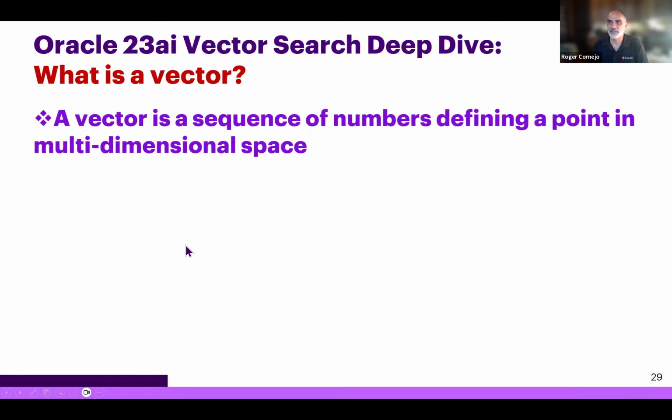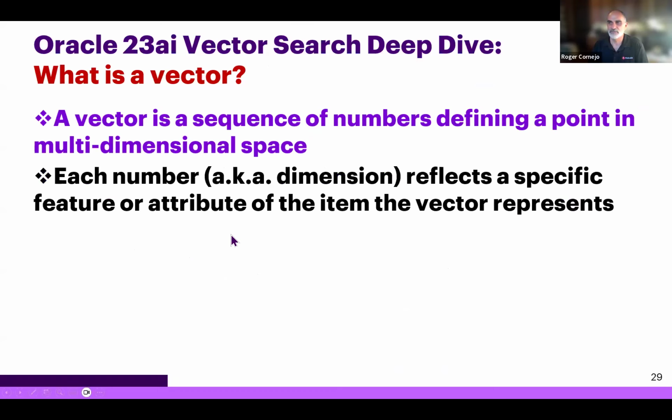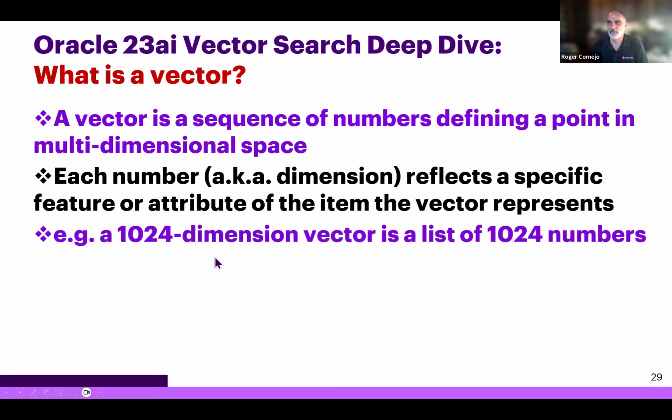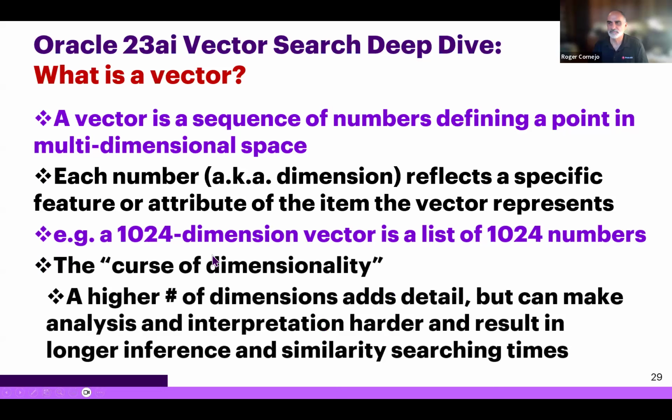So what is a vector? We did speak on it already, and it's essentially a sequence of numbers that defines a point in multi-dimensional space. Each number, and they're also known as dimensions, reflects specific features or attributes about the data or the item that the vector represents. So a 1024 dimension vector is a list of 1024 numbers. Now there is this idea of the curse of dimensionality. You might think that if you have a lot more dimensions, it's going to make your results better, but that's not necessarily true. They do add detail, but it could make analysis or interpretation harder. So that's just something to be aware of. A large number of dimensions isn't always better.